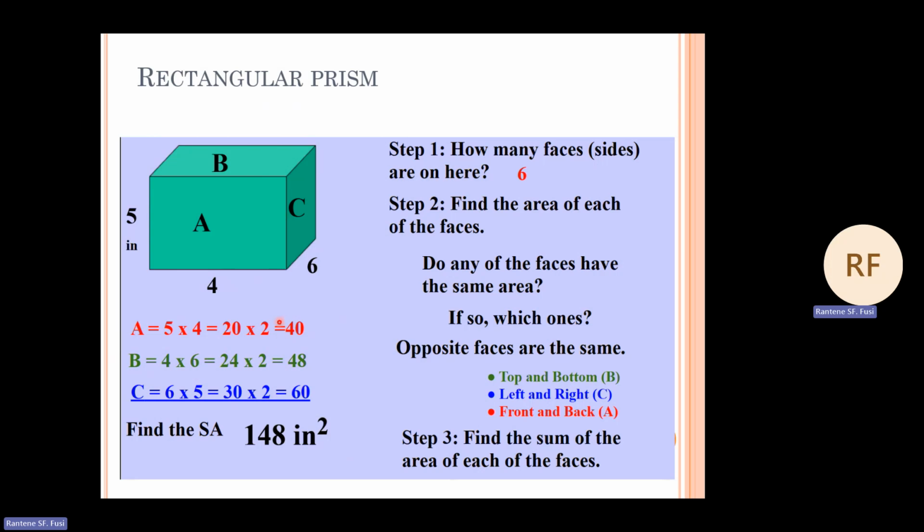What's important is adding all the areas that you have here. We are going to use similar formulas to the ones you used for the area of a triangle, the area of a rectangle, and the area of a circle. Those are very important for the surface area.